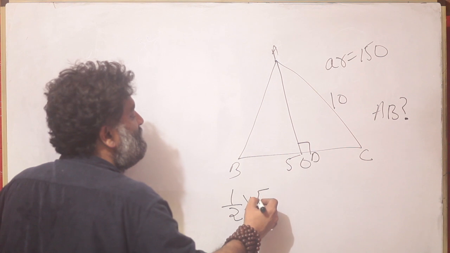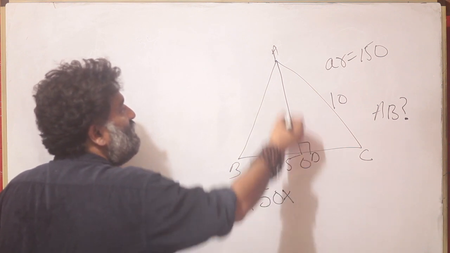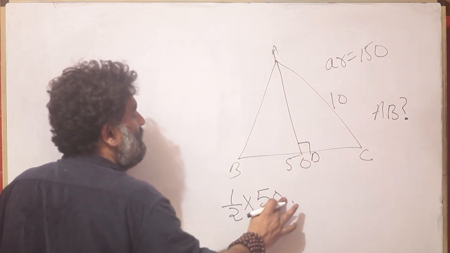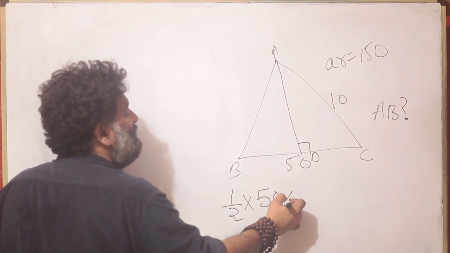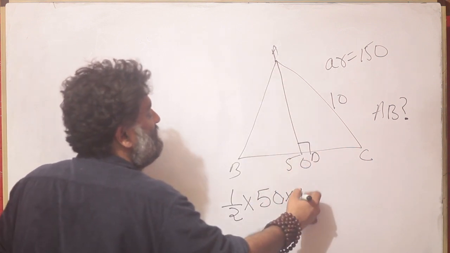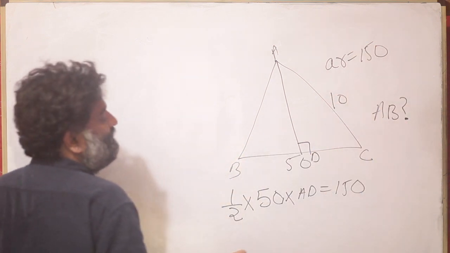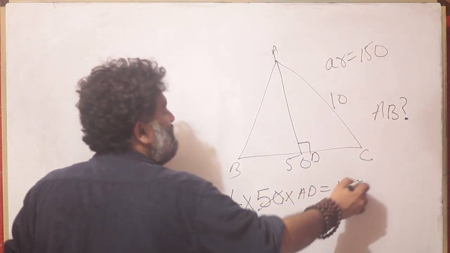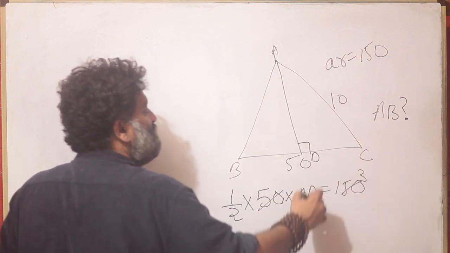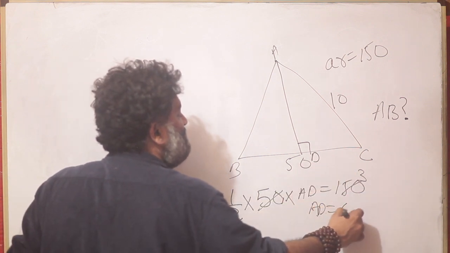That means my area is going to be half base. What is the base? 50 into AD, the height. Half into 50 into AD is equal to 150 square units. So work this out. 25 into AD is 150. You get AD is equal to 6.